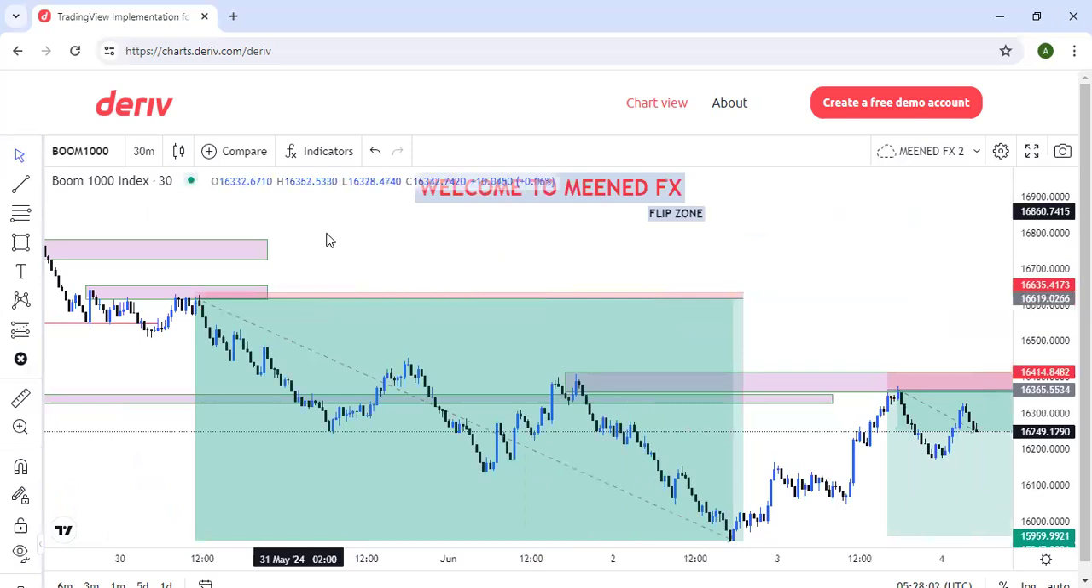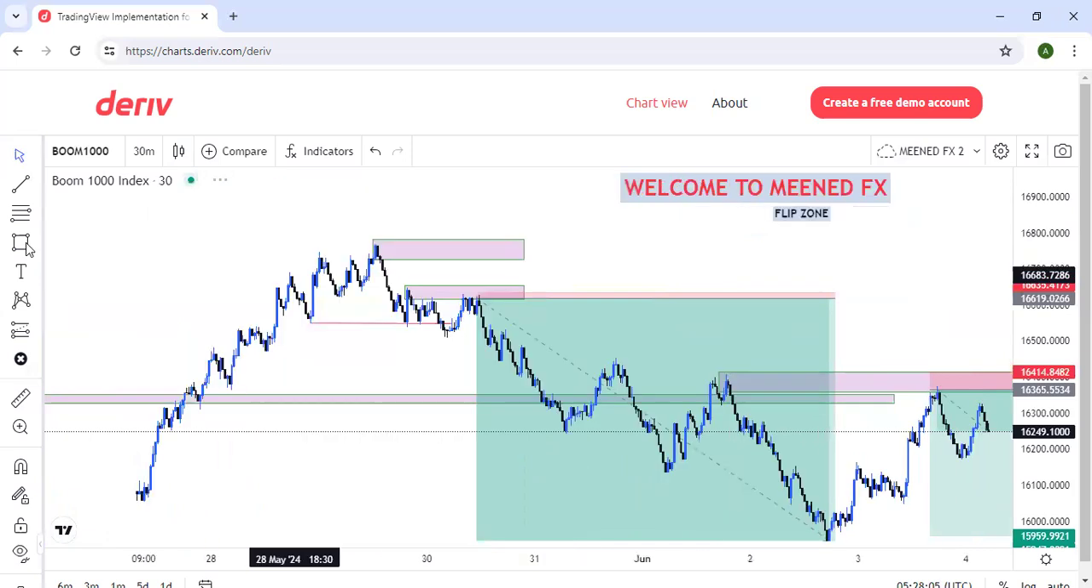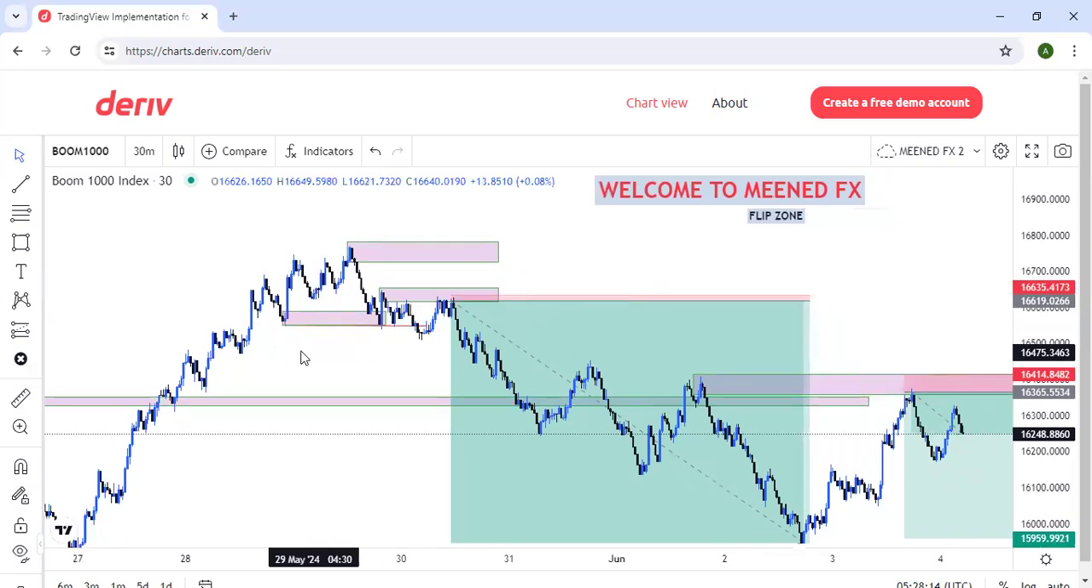So this low had to be broken. Now, remember, I was looking at a buy continuation around here. And if this place gets violated, I will start looking for a sell. So that's the model there.